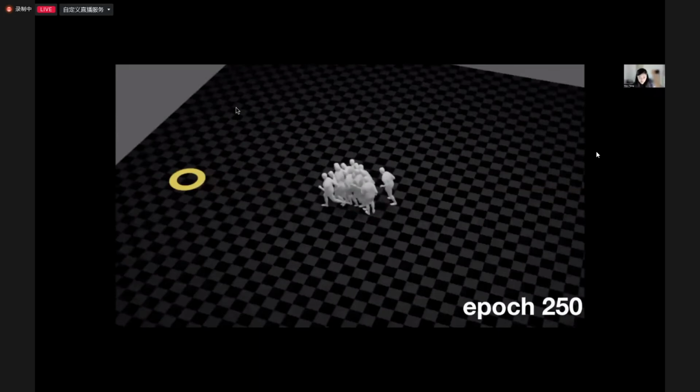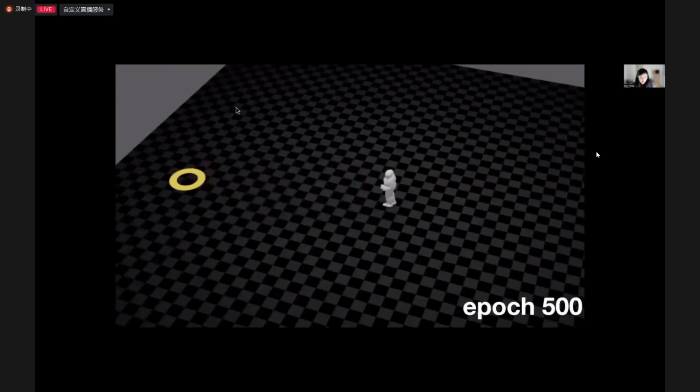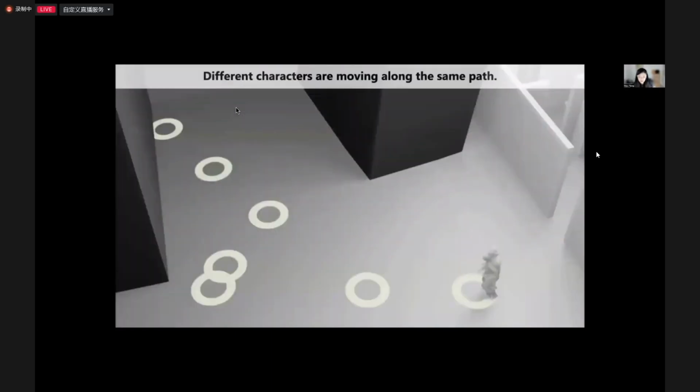And when we reach, for example in our model, epoch 250, the motion becomes better, but still not ideal, right? And then when we reach epoch 500, the model starts to produce nice, random motions that all try to reach the waypoints, right? Okay, good.